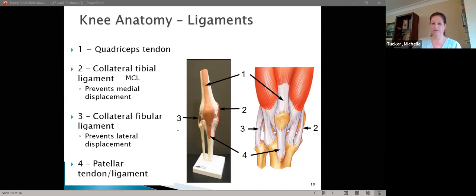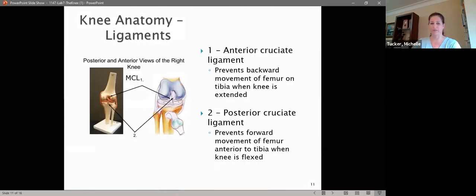So you need to know these structures. You need to know the collateral tibial ligament prevents medial displacement. The collateral fibular ligament prevents lateral displacement. We're going to talk about the cruciate ligaments as well.